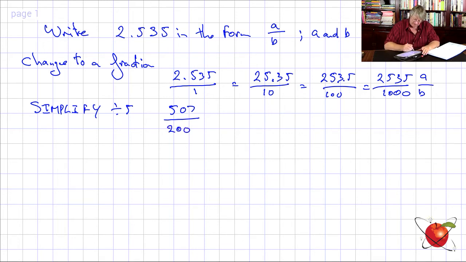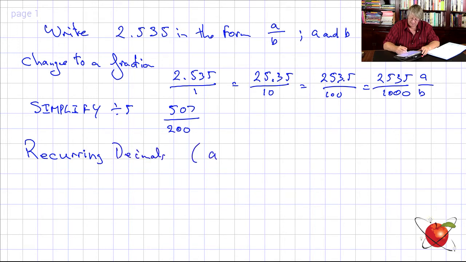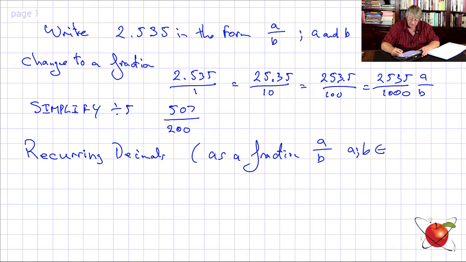The favorite that they love for a 3-mark question, or maybe even a 4-mark, involves recurring decimals as a fraction. As a fraction, what does a fraction mean? A fraction, they mean A over B, A, B, elements of Z. Okay? Otherwise, it's not really a fraction, is it? 3.5 over 9.7 isn't a fraction. Okay, so what do we do?